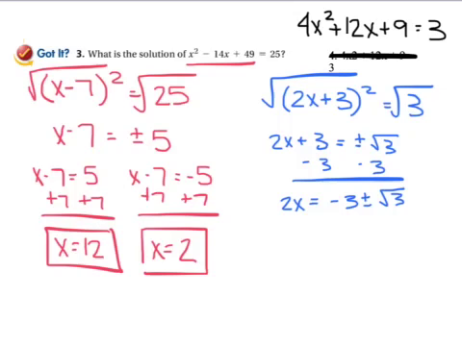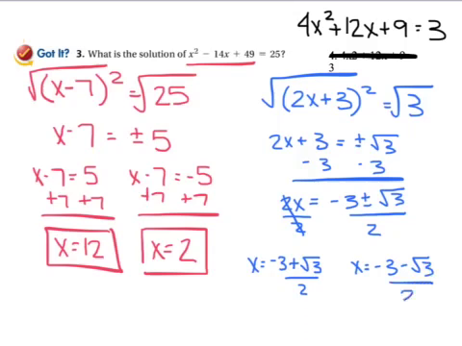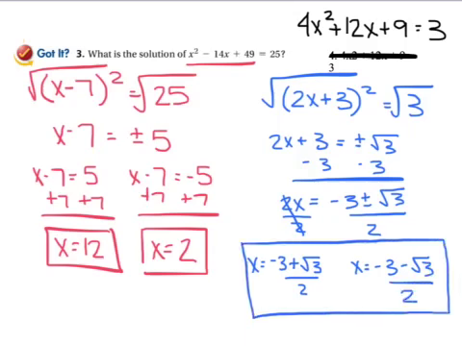How would I isolate x? Just by dividing by 2. So now, x equals negative 3 plus root 3 over 2, or x equals negative 3 minus root 3 over 2. And generally, we just leave it in the root form instead of making it a decimal, because if it's a decimal, it's a rounded answer. This is more exact.